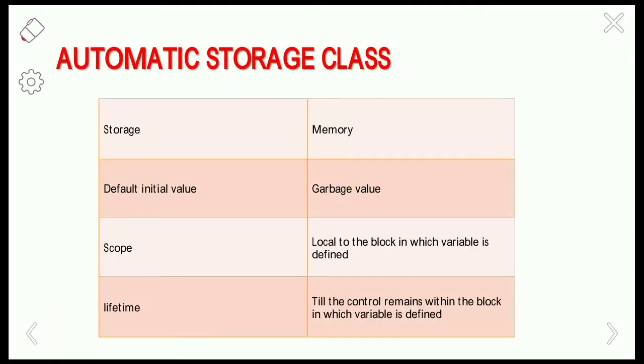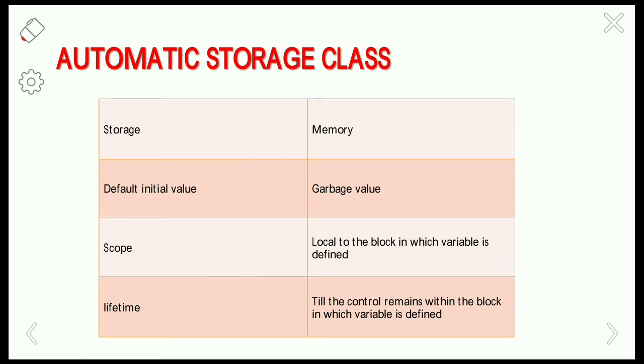In this video we are going to learn about the automatic storage class in the C language. Previously we have seen the different storage classes in the C language, that is automatic, register, static and external. Now we will see the features of the variable defined in the automatic storage class. The main things are storage, default initial value, scope and lifetime.